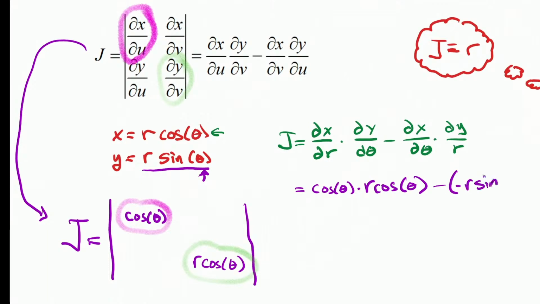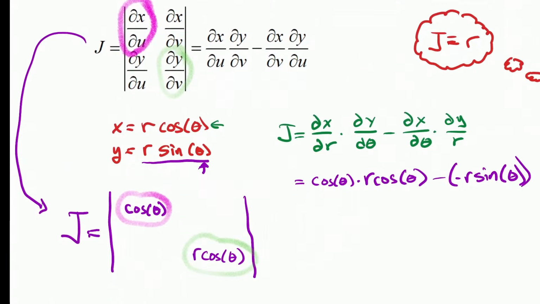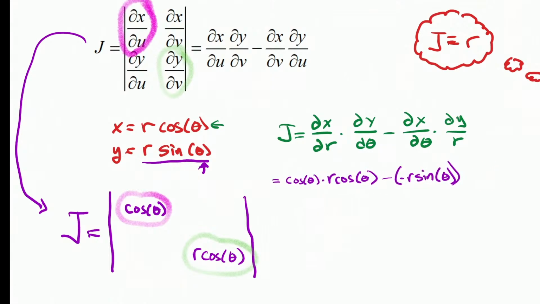Negative r sine theta, that's perfect. Good job. And then I need to make more room again. Just squish it down. Okay, final one is derivative of y with respect to r. And Rachel J., what is the derivative of y with respect to r? Just sine of theta. Very nice. Sine of theta. Let me stick them in this.